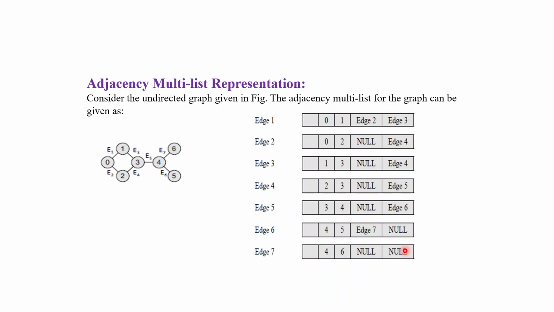In the matrix or linked list representation, we took the vertices and tried to represent the graph. Whereas in the multi-list representation, we took the edges and tried to represent the graph. This is the difference between the three types of representations of graphs.